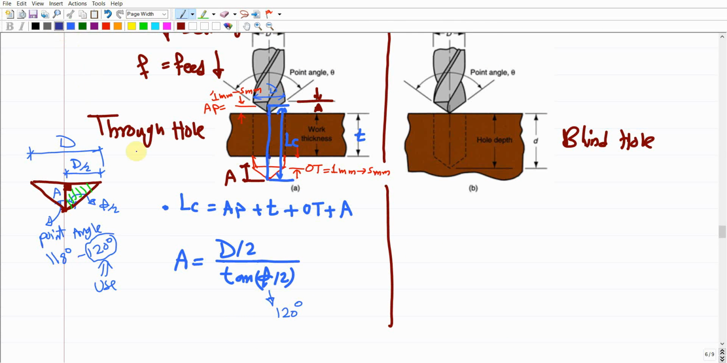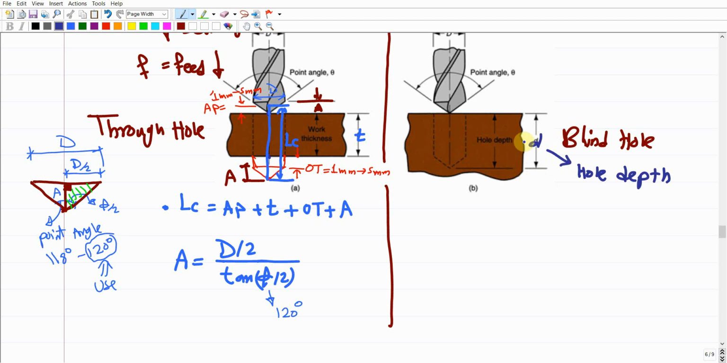Why? Because for the blind holes in general, the hole should be with a specific depth. But here we're going to open a through hole in a work part with a certain thickness, so T will be given. For a blind hole, the thickness of the work part will be bigger than the depth of the hole. So the depth of the hole will be exactly given. It means that this depth D will be given. This is the hole depth or hole length.